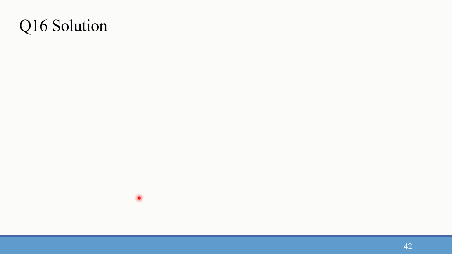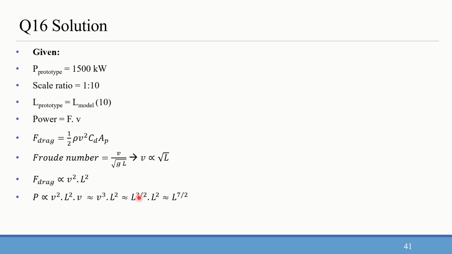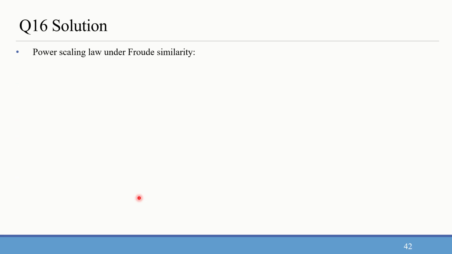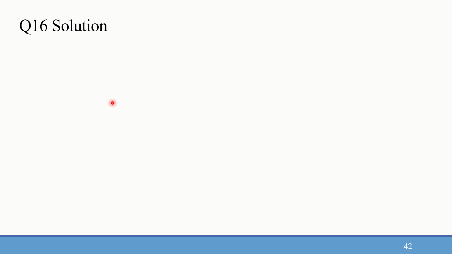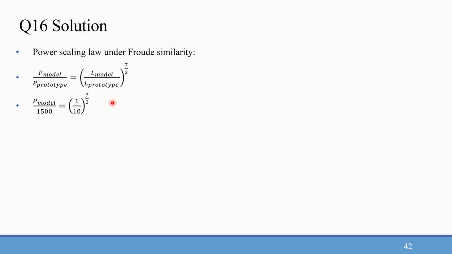Then the rest is similar to the normal problems which we do. So now power scaling law under Froude similarity: power is proportional to L^(7/2). So power model by power prototype is equal to L model by L prototype to the power of 7 by 2. L prototype by L model is 10. So L model by L prototype is 1 by 10. So 1 by 10 to the power of 7 by 2.